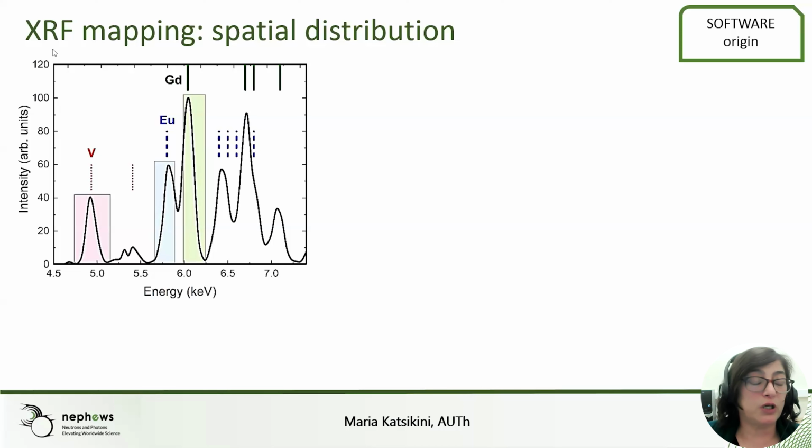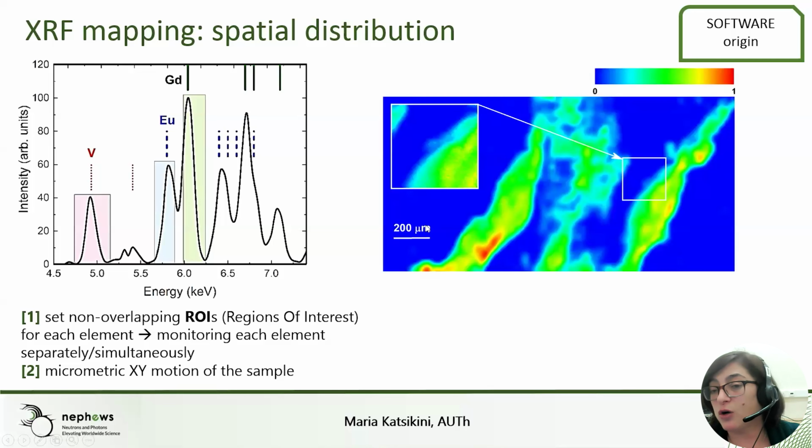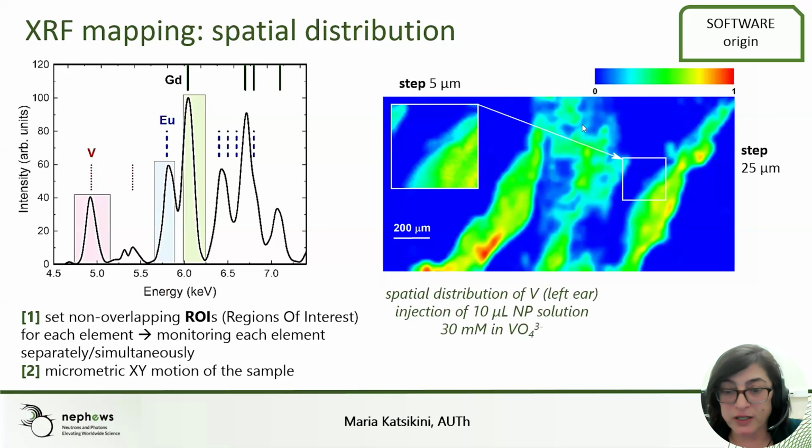Now, in order to do XRF mapping, we have to do two things. The first thing is to set regions of interest, the so-called ROIs, which are actually energy windows that separate the contribution, the fluorescence emission, of the different elements present in the sample. And the second thing is that we should micrometrically move the sample, raster scan the sample, in order to construct the XRF maps. So the first map is shown here.